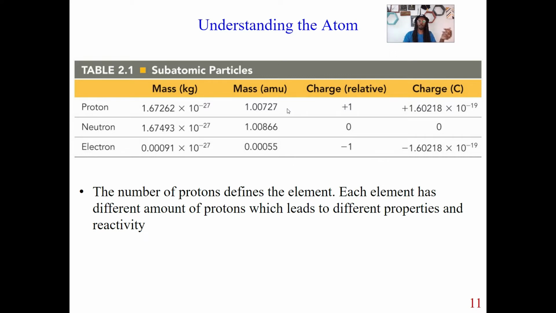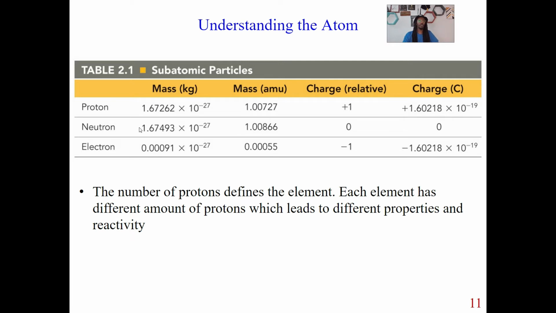And all protons are going to have a charge that is positive 1. It's relative, so just to make it simple, it's a positive 1. And then we found out the charge was 1.6 times 10 to the negative 19. It's a positive in this case.